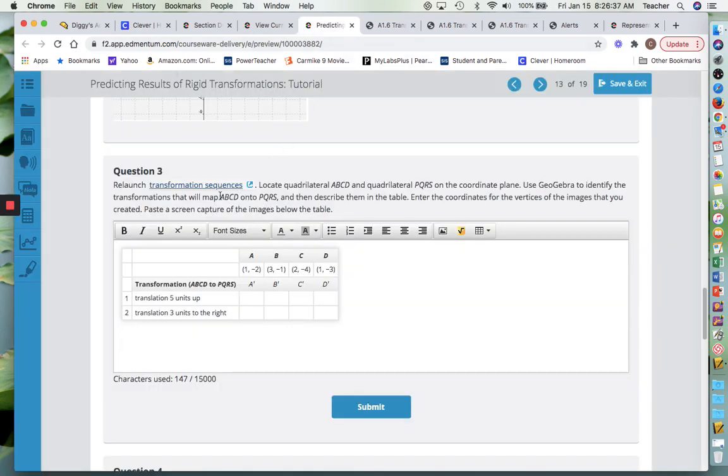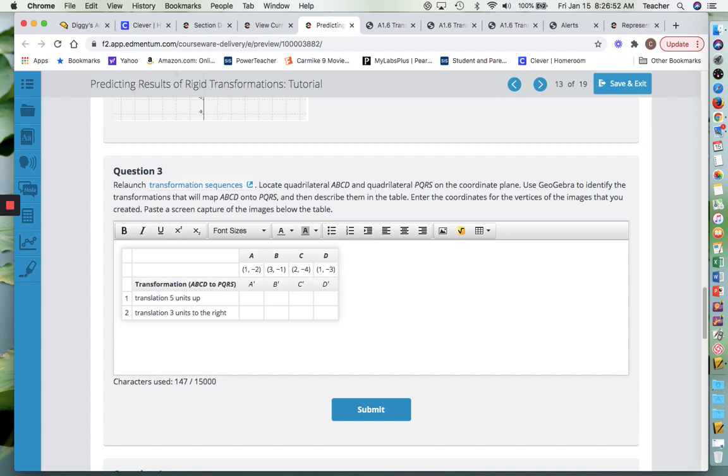All right, so we're going to use GeoGebra to identify the transformation. Of course, they tell us what it is. We're going to translate 5 units up and then translate 3 to the right. So it's just a double translation. Okay, no problem.